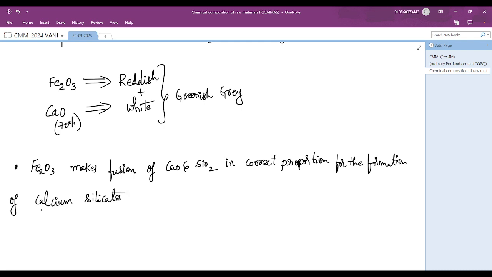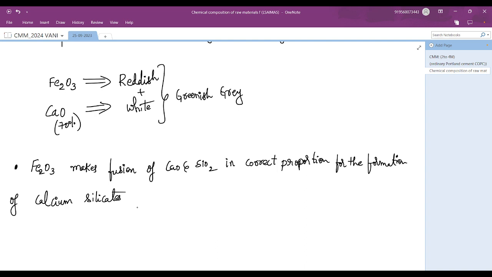So calcium silicates are the compounds which produce strength in the cement. There are two types of calcium silicates, as I said, tricalcium silicate and dicalcium silicate. As of now, you don't worry. We'll discuss those calcium silicates, which are Bogue's compounds, later in this cement topic itself. Okay. So this is the reason why white cement has no strength.